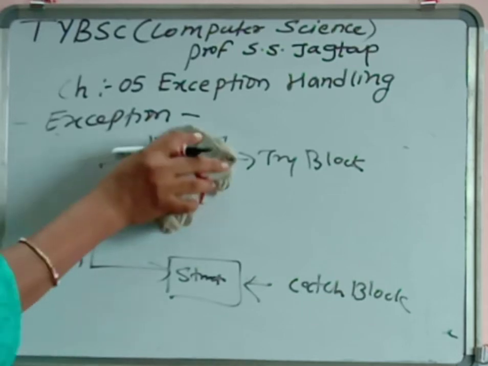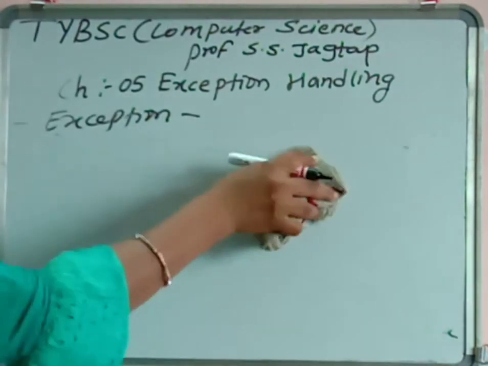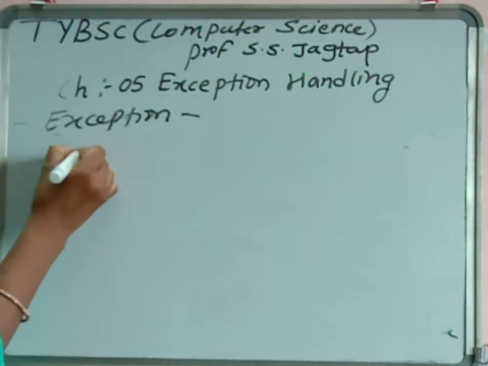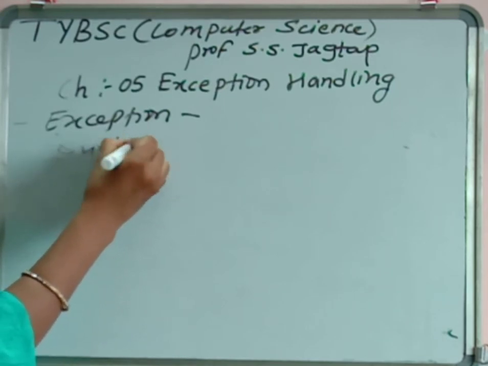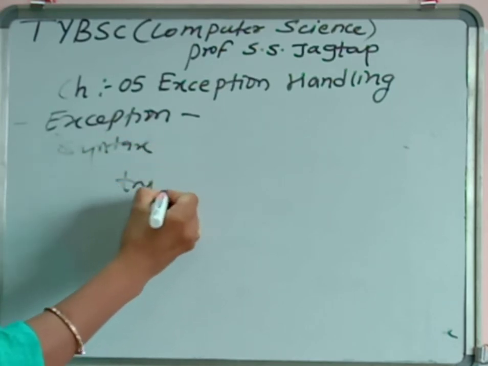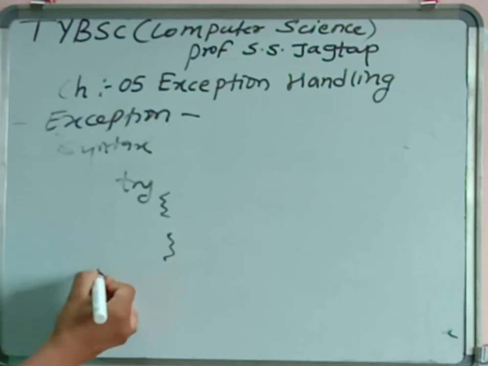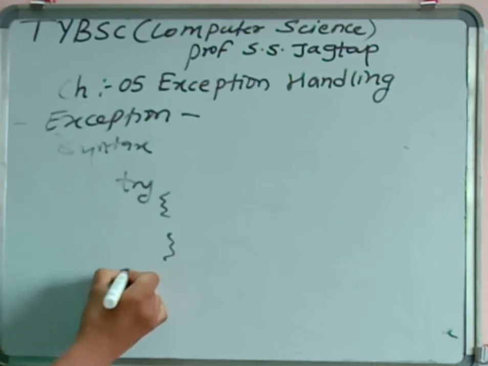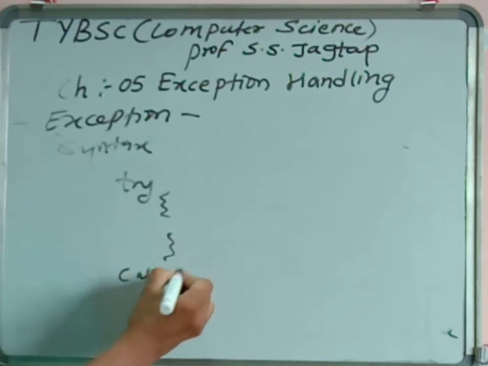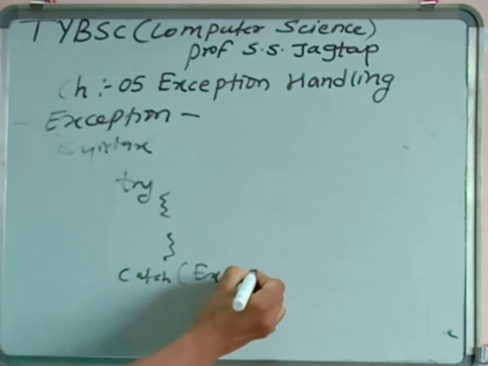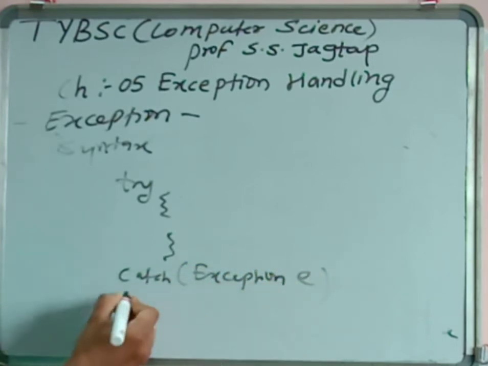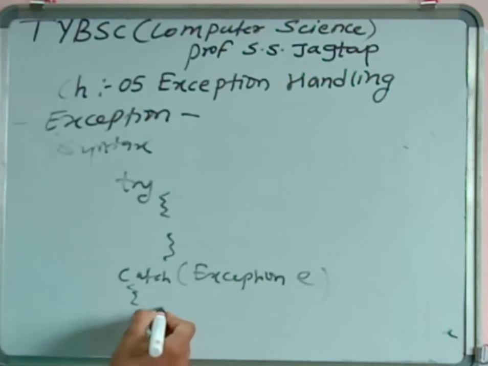Now we will see the syntax of exception. Syntax: try, here is the code. Then catch, if an exception is found, here is an object of exception E, and whatever the exception is, that will be put in this code. This is the syntax for exception.